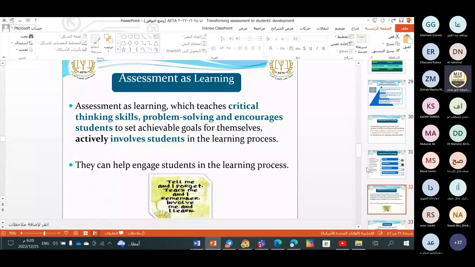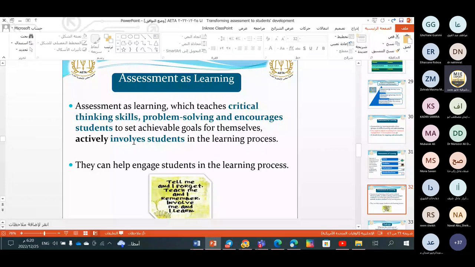If we come to the third kind, which is assessment as learning, it teaches critical thinking skills, which is a metacognitive skill. As you know, we should urge our students to think critically in order to have a critical student, for example. We should also teach problem solving, putting them in a problem and asking what the solutions are, in order to cooperate, to search, and to be aware of their education. We should also encourage students to set achievable goals for themselves in order to see themselves as successful ones in their society, in their class, in their school.